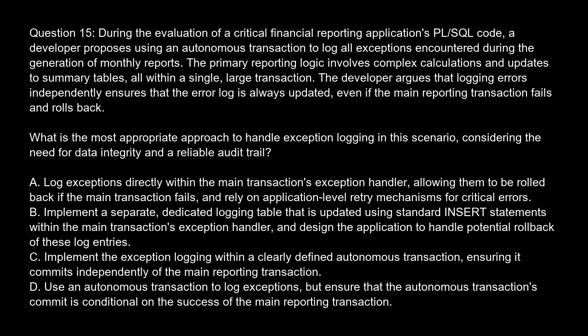Option B. Implement a separate, dedicated logging table that is updated using standard insert statements within the main transaction's exception handler, and design the application to handle potential rollback of these log entries. Option C. Implement the exception logging within a clearly defined autonomous transaction, ensuring it commits independently of the main reporting transaction. Option D. Use an autonomous transaction to log exceptions, but ensure that the autonomous transaction's commit is conditional on the success of the main reporting transaction.